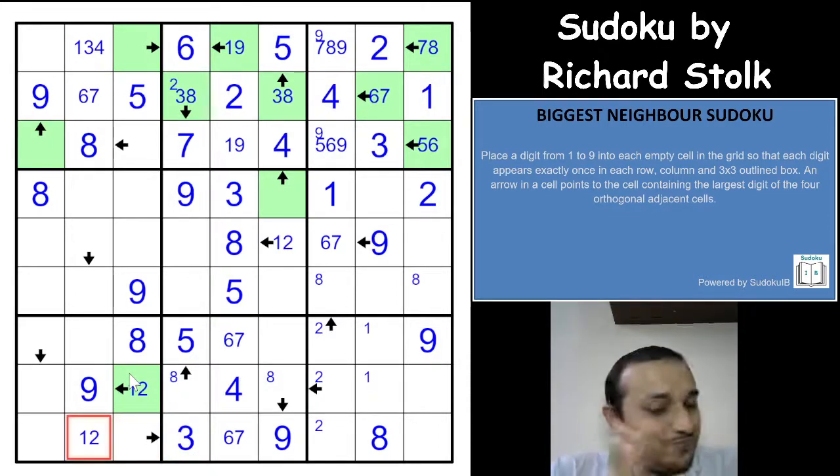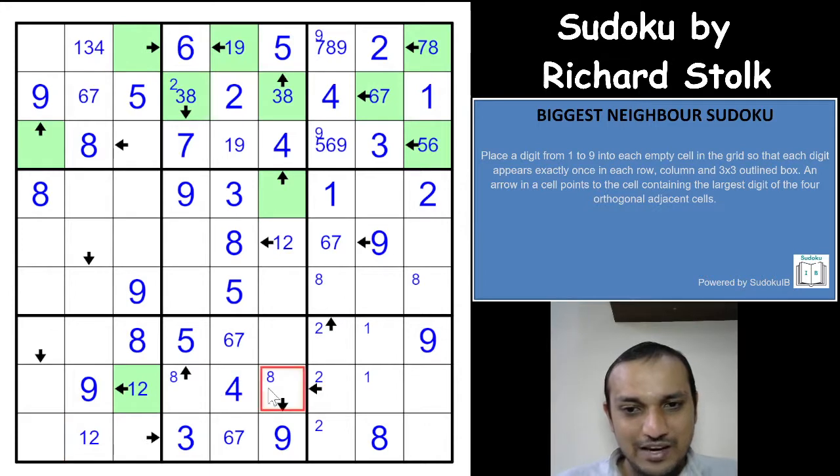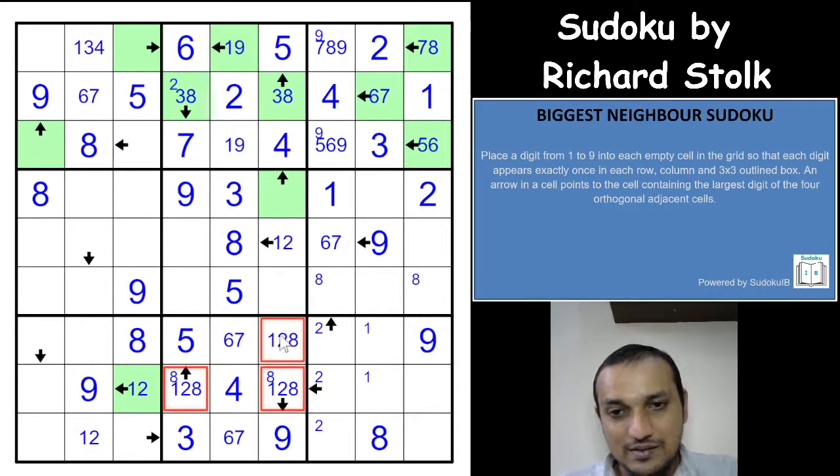Wow. I really love this logic. That is an excellent piece of logic here. And which means these 3 cells are 1, 2 and 8. And you have 1, 2, 8 triplet here in this column.